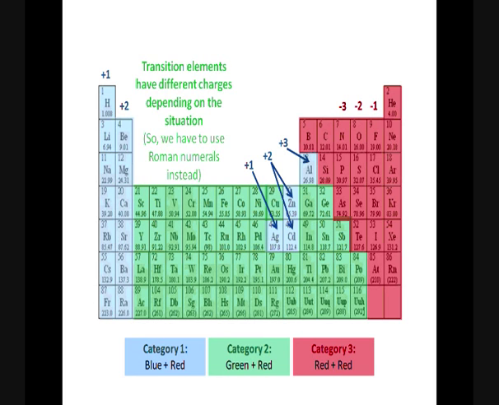So part of the special rules for green elements and category 2 compounds is that we have to use a Roman numeral in their name in order to communicate what the charge on the metal is. We'll look more into that later. For now, just know that we will eventually have to deal with those complicated green elements.